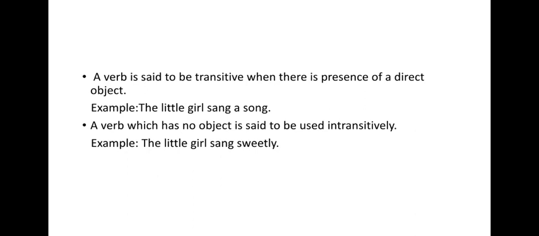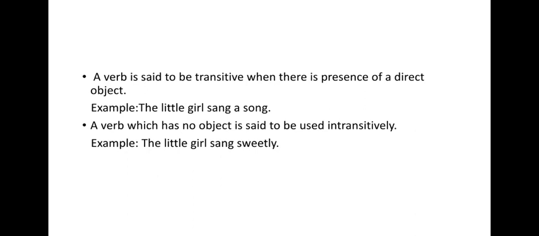But a verb which has no object is said to be used intransitively. So we call a verb intransitive when there is no object after the verb, right? To be a subject and object in a sentence, I have told you that it has to be a thing or person. That means it has to be a noun, okay? So here, in the second example, the little girl sang sweetly. Now here, the subject remains the same, sang is the verb.